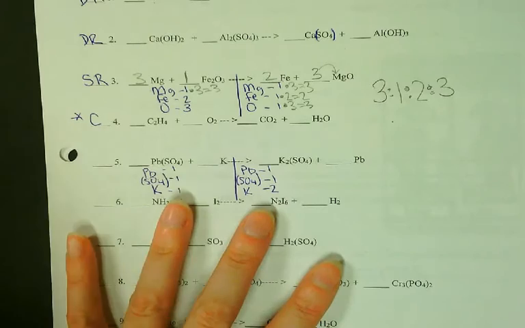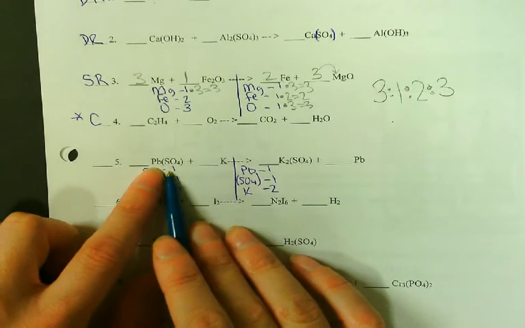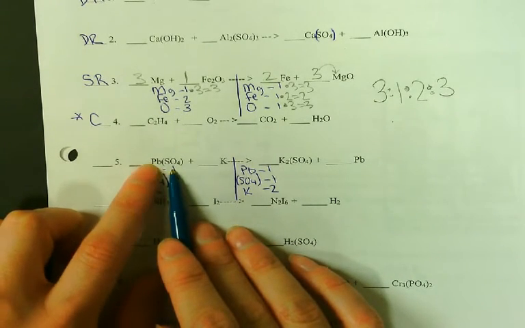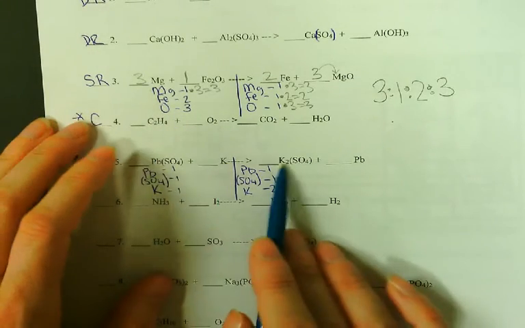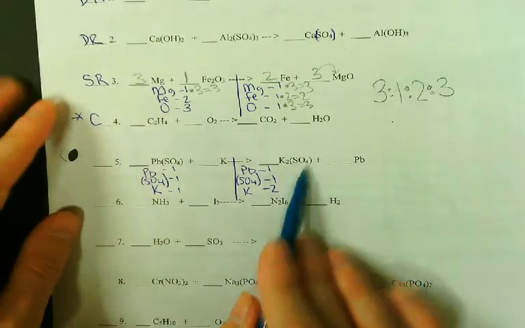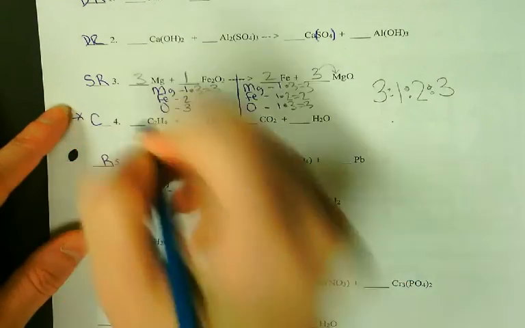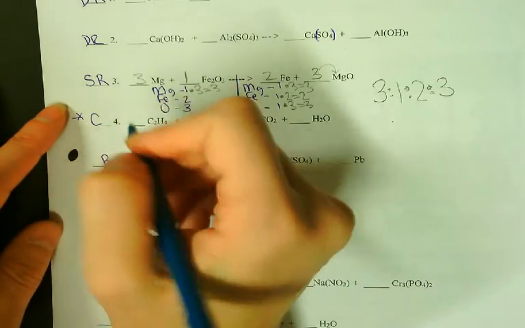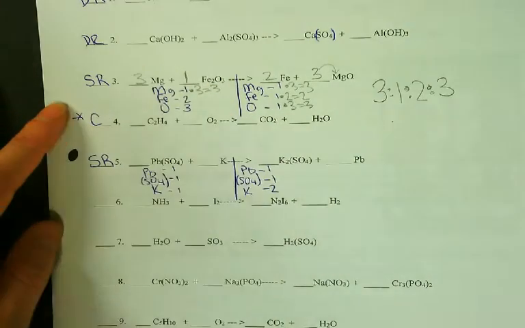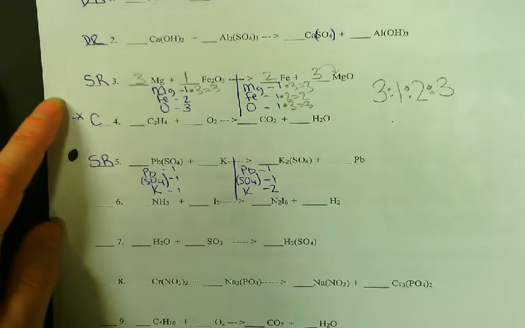Okay, let's look at number 5 as the last one for the video. We've got lead and potassium replacing each other. So potassium replaces lead here, and it's potassium sulfate. So it's a replacement, and you have a single. Potassium single before the reaction, lead is single after. So that would be single replacement reaction.